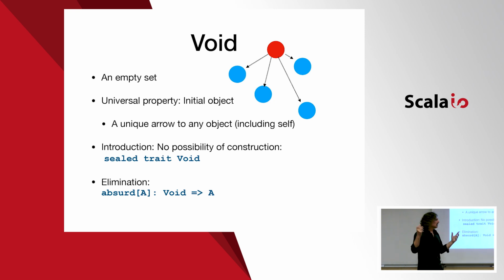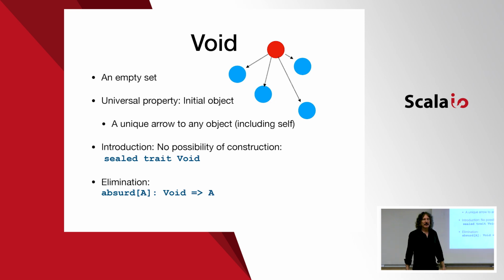The outgoing arrows, this is called the elimination. So if you give me an object of type void, what can I do with it? Elimination means eliminate the object, in a sense, by transforming it into something else. So I need to know what kind of arrows are outgoing from this object. And for the initial object, all we know is that there is a single arrow to any other object. So this is what you would say in Scala: there is a unique function for every type A. There's a function called absurd. It's a polymorphic function, because it works for any type. It's a polymorphic function, absurd, that takes a void and produces an A.